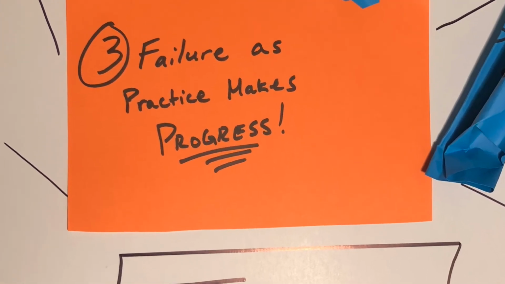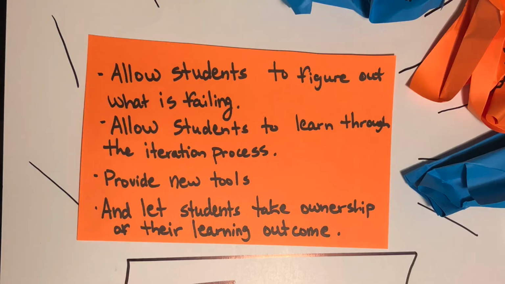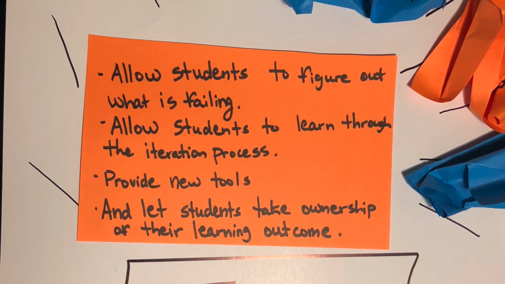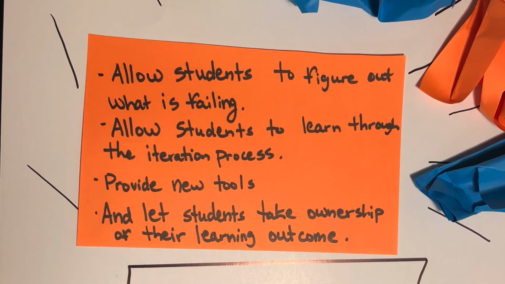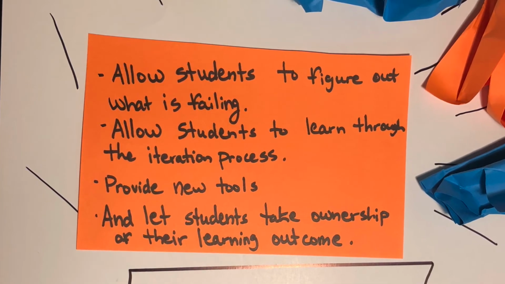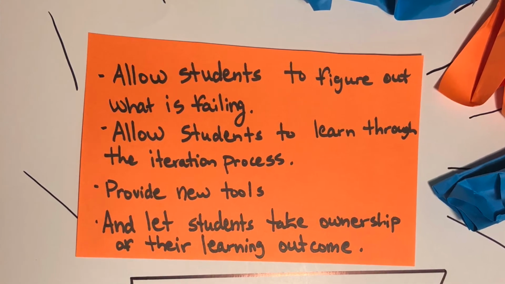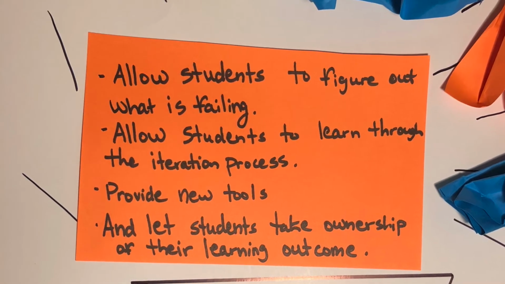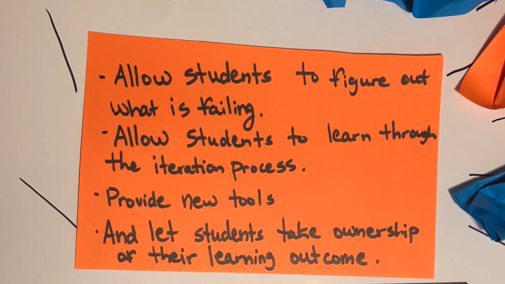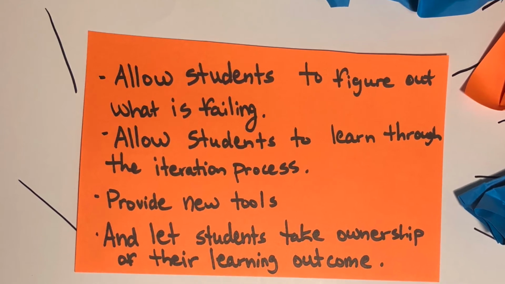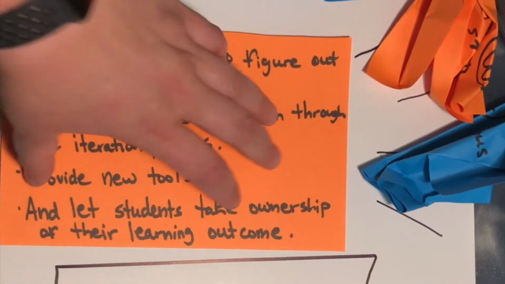Finally, the third failure is that it is a situation where practice makes progress. As an educator, step aside and allow students to figure out what is failing on their own, and then continue to create new ideas, allowing them to learn through the iteration process. Another suggestion for educators is to allow students to try new tools. Allowing students to take ownership of their own learning outcome provides the key for this reconceptualization of failure to serve as a catalyst for developing creative persistence. It is ultimately about the learner's own perspective of what is working and what is worth recreating.